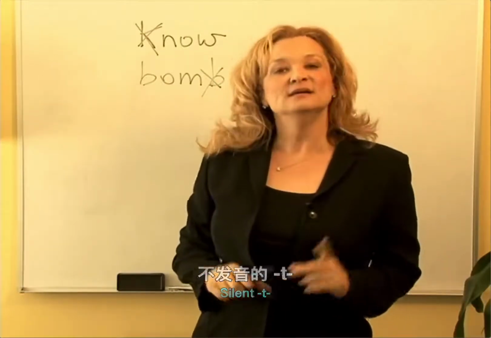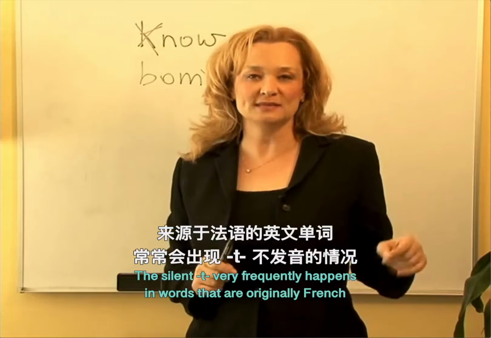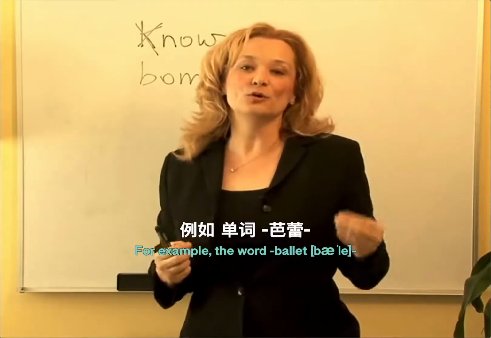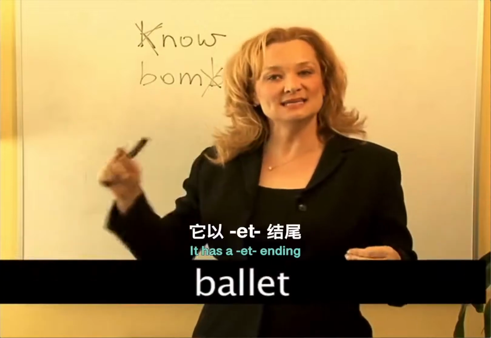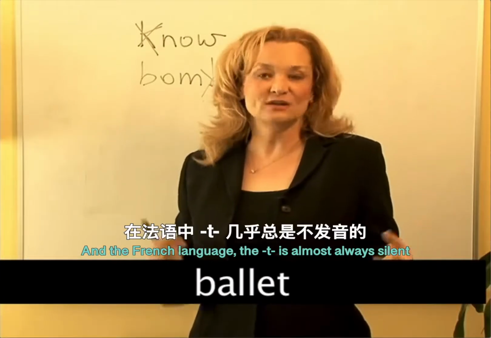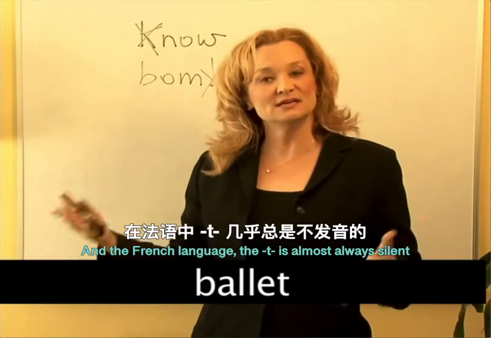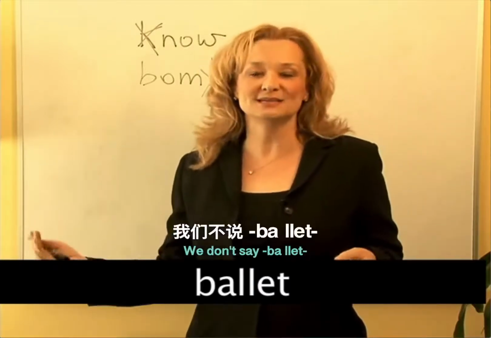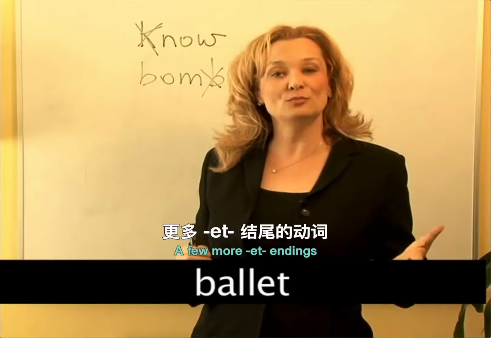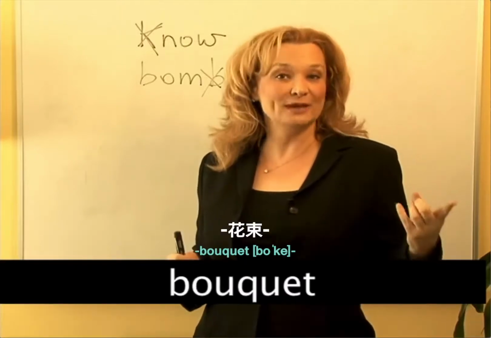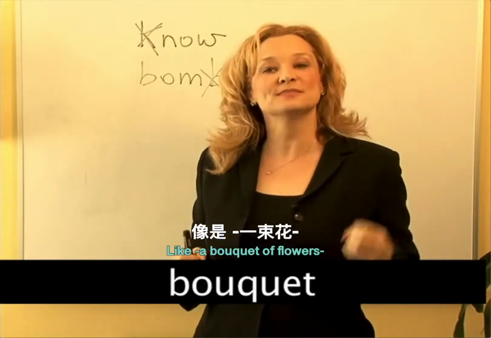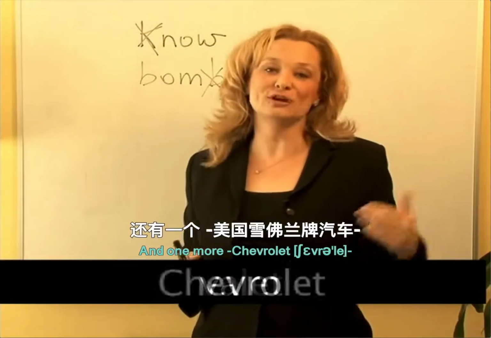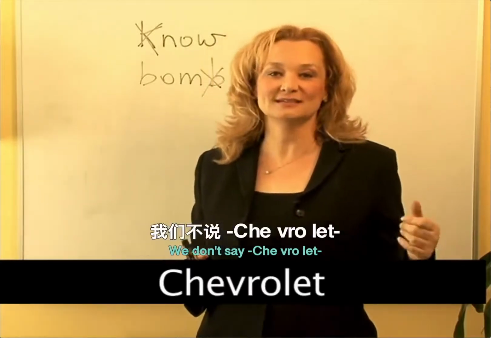Silent T. The silent T very frequently happens in words that are originally French. For example, the word ballet, it has the ET ending, and in the French language, the T is almost always silent, so English speakers pronounce it the same way. We don't say "ballet" with a T sound, we say "ballay." A few more ET endings. Bouquet, like a bouquet of flowers. Buffet. Valet. And one more, Chevrolet.